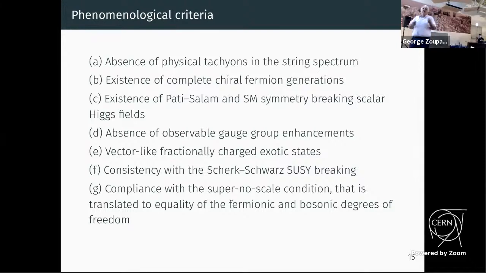That is, we have to find models where the number of fermionic degrees of freedom equals the number of bosonic degrees of freedom without being supersymmetric. So this is actually the most difficult part of the story, because here we don't have only the observable spectrum that takes part, but also the hidden spectrum takes part, because all degrees of freedom count in this.